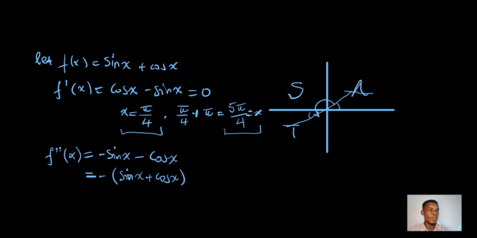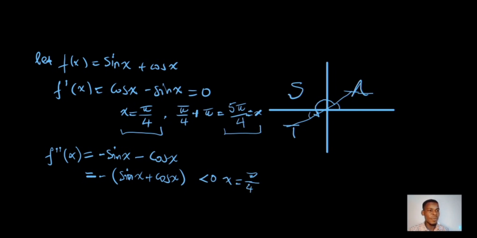All that we care about in this case is the sign, whether it will be negative or positive for each critical point. So when x is pi over 4, put in pi over 4. Sine of pi over 4 is root 2 over 2. Cosine of pi over 4 is also root 2 over 2. Remember, they have to be the same. Root 2 over 2 plus root 2 over 2 is root 2. Then with the negative outside, this is less than 0 when x is pi over 4.